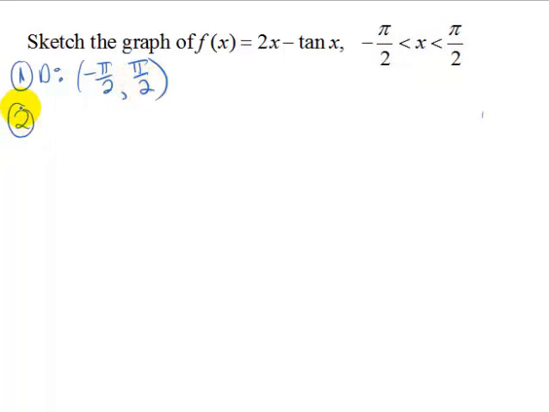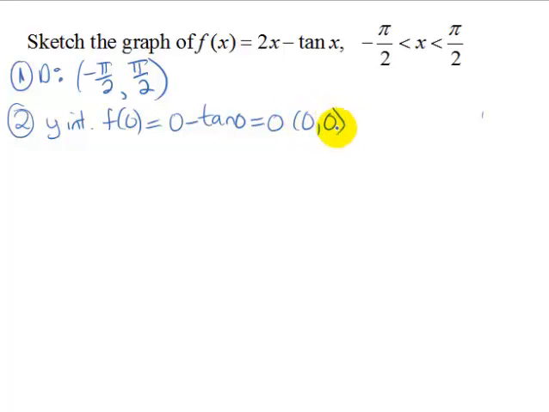The next thing we're going to consider are any x or y-intercepts. Let's go for the y-intercept first, because that's going to be easy. If we take the function and put 0 in for x, we get 0 minus the tangent of 0, and tangent of 0 is also 0. So we've got an intercept point at 0, 0.